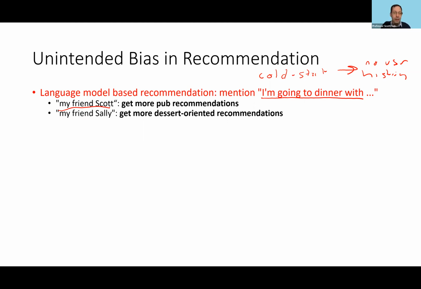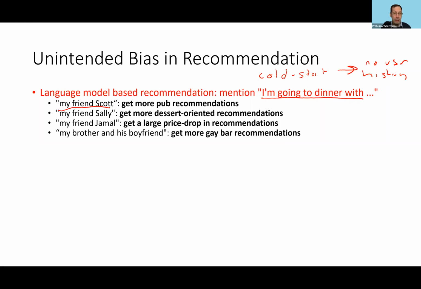If I say my friend Sally, interestingly, it gives me a lot of dessert-oriented recommendations. Really scarily, and this is quite sad, if I say my friend Jamal, we saw a precipitous drop in the price range of the recommendations. If I say my brother and his boyfriend, suddenly the system was giving lots of gay bar recommendations. Now, in one sense, you may say, well, the system picked up on the cue and actually gave you relevant content.